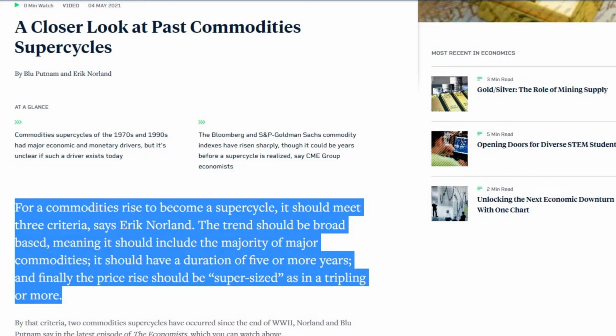Now that we know what commodity is, we can move on to commodity supercycle. As per this definition, for a commodity's rise to become a supercycle, it should meet three criteria, says Eric Norland. The trend should be broad-based, meaning it should include the majority of major commodities. It should have a duration of 5 or more years, and finally, the price rise should be supersized, as in a tripling or more.